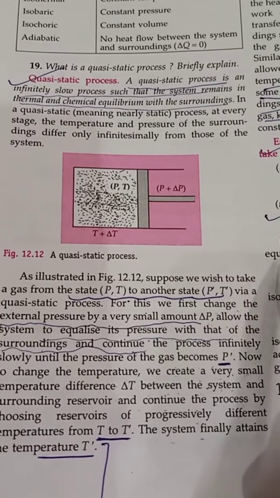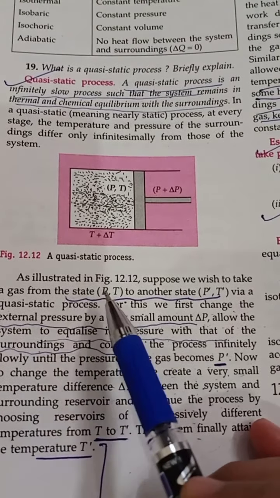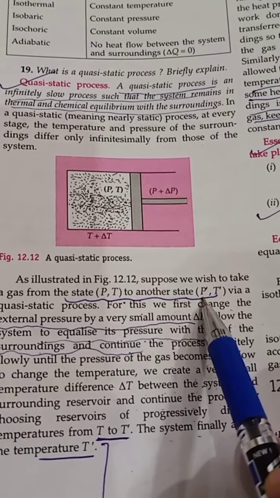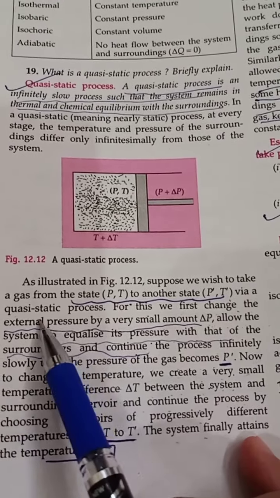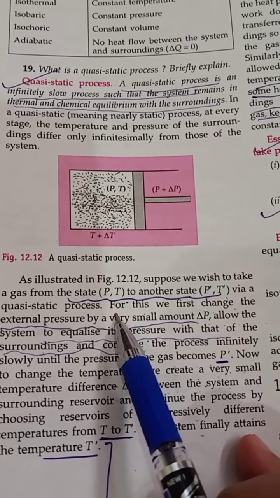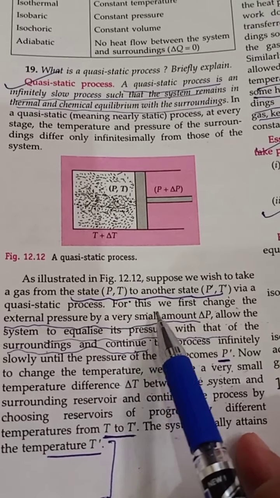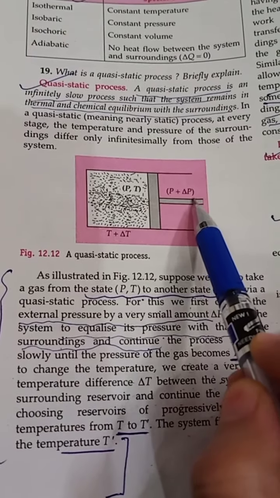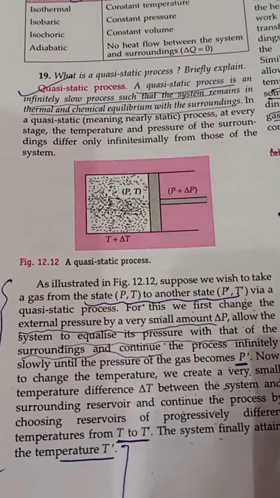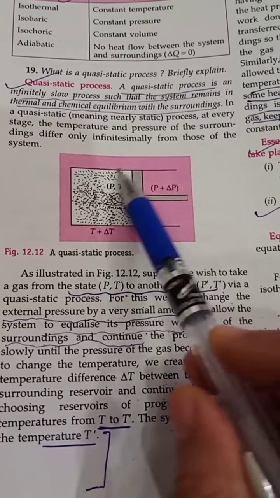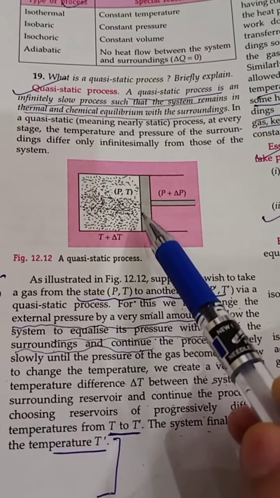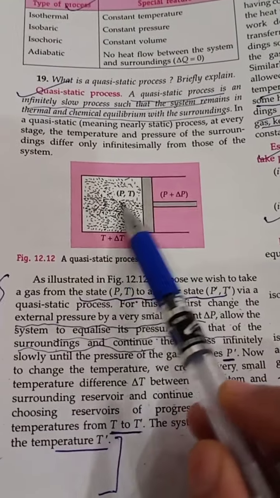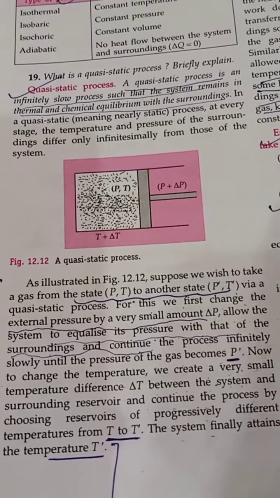Let us suppose we wish to take a gas from the state P, T to another state P dash, T dash via a quasi-static process, meaning a very slow process. For this, firstly, we change the external pressure by a small amount, that is delta P, and allow this system to equalize its pressure with that of the surrounding. This is the surrounding of this system. Clear?